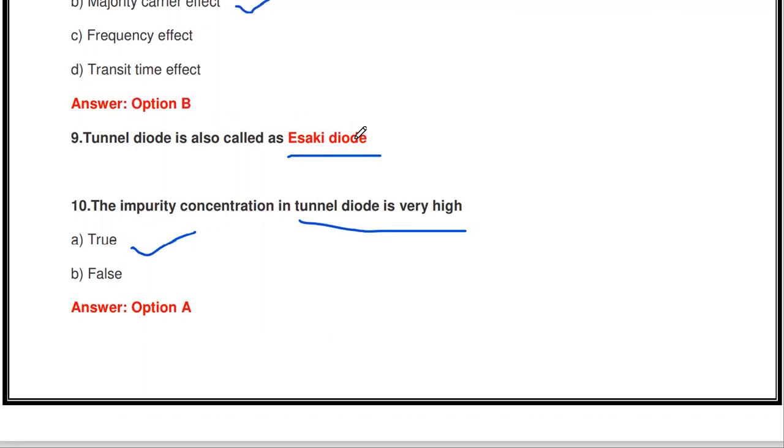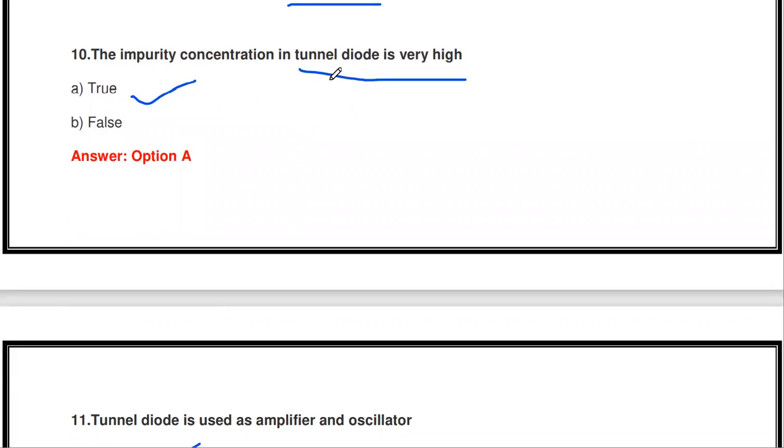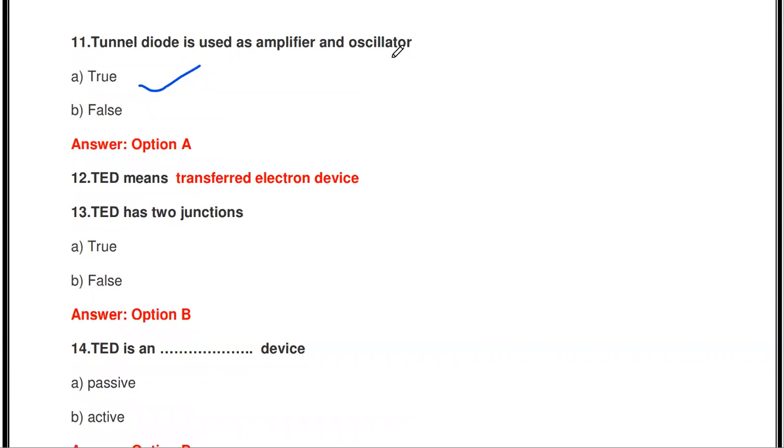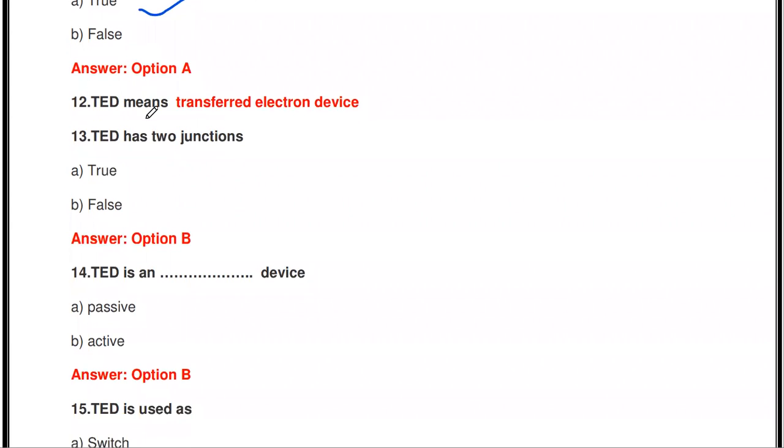It is an Esaki diode. The impurity concentration in a tunnel diode is very high. We can use the tunnel diode as an amplifier and an oscillator, so it is used as both an amplifier and an oscillator. True. Then the next microwave device, TED.